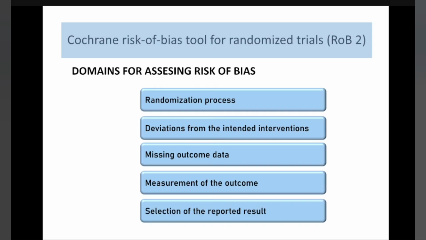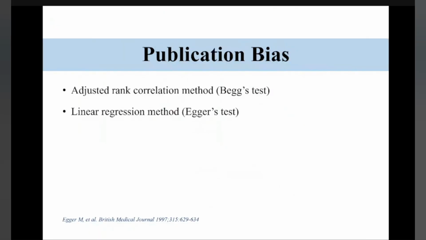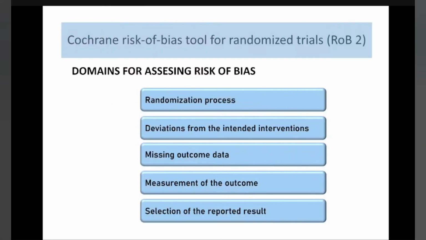Then deviation from the intended interventions. If I have time, I will show you, but I will give you some examples here only, so that in the next step, when we specifically focus on risk of bias, it will take 1 or 2 lectures for assessing the risk of bias. It's a very vast lecture. So I will just give you examples.